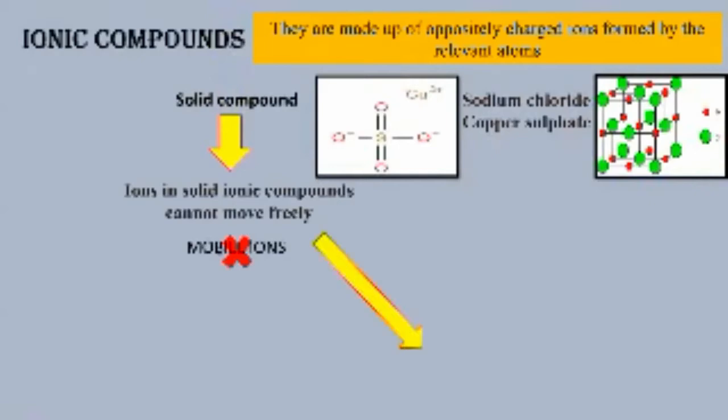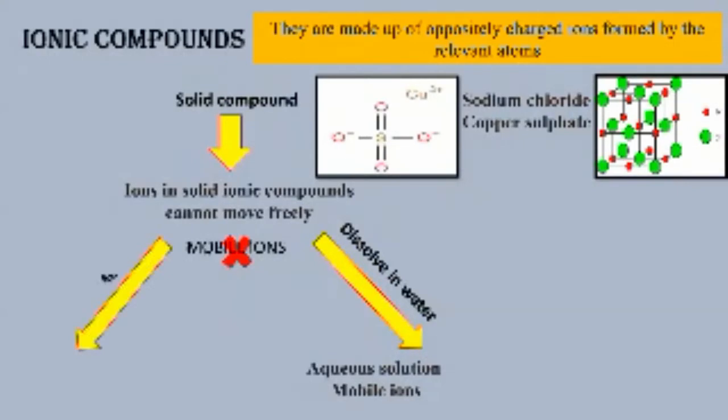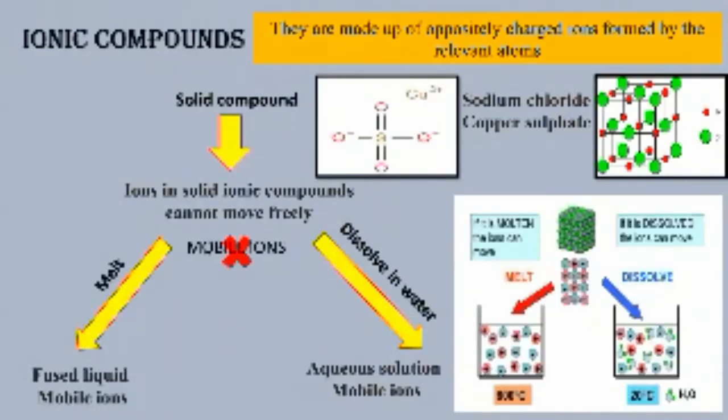But if we dissolve an ionic compound in water, we can obtain the aqueous solution of that ionic compound, and the aqueous solution will contain mobile ions. Or we can melt the ionic compound to form the fused liquid. When we melt an ionic compound, the liquid obtained is known as the fused liquid. It contains mobile ions.